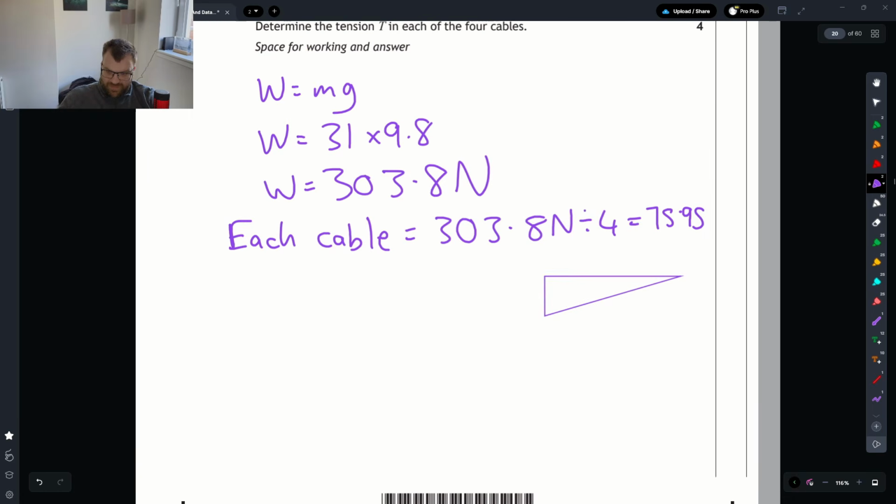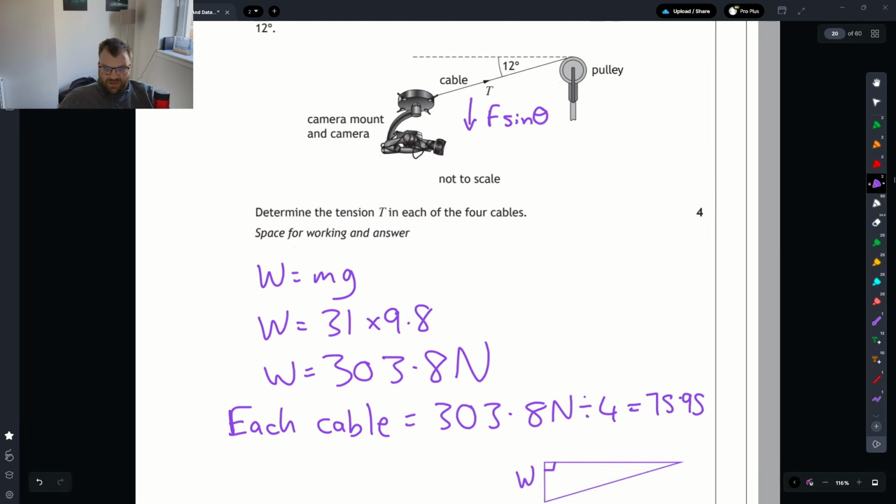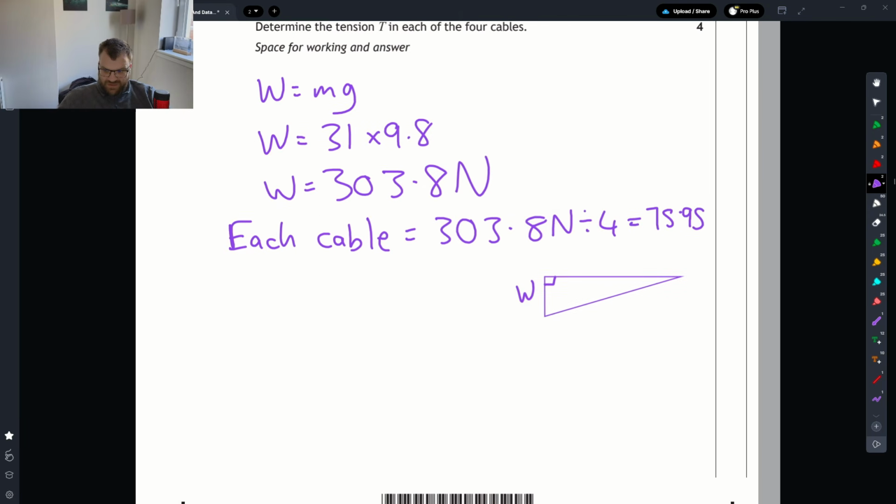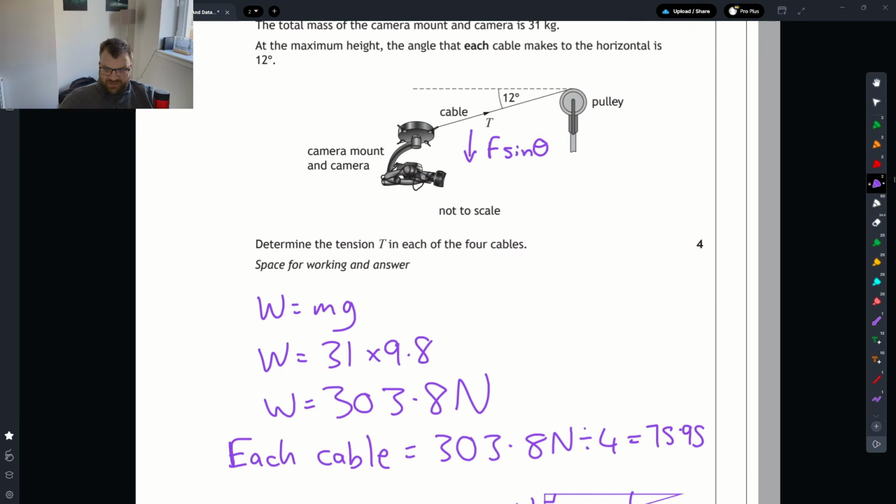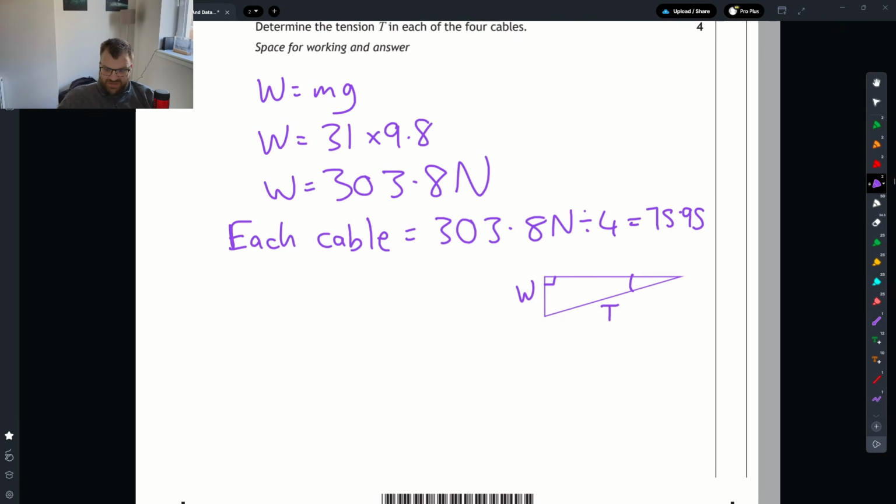Right, let's see if I can remember my triangle stuff. So we've got a right angle there. That's our weight, and they're telling us that T is going this way. And we're given that angle in there, aren't we? Yes. So that's going to be your opposite. That's going to be your hypotenuse.